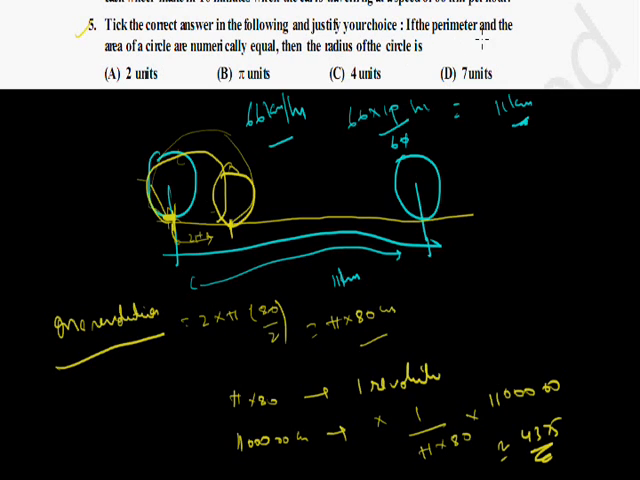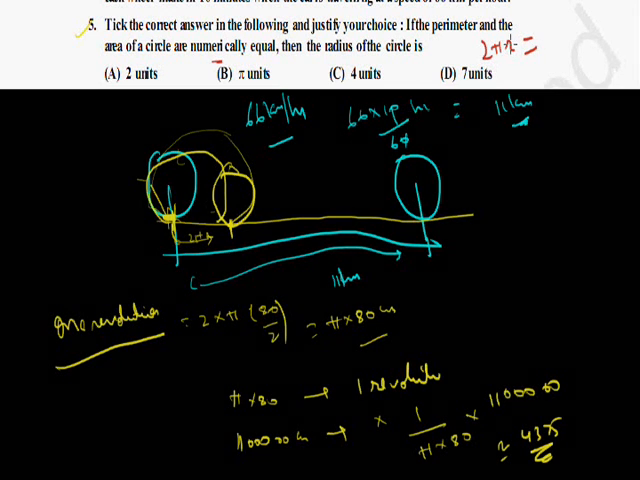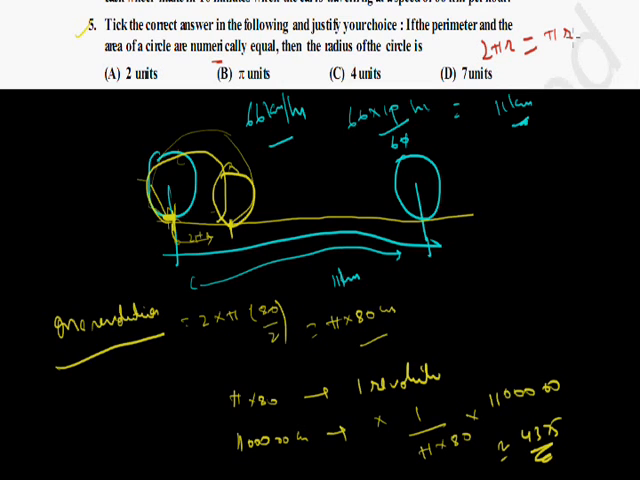It says the perimeter. The perimeter here is 2 pi r, which is numerically equal to the area. The word numerically is very important here because you cannot equate two quantities of different dimensions. The perimeter is in centimeter or meter, and the area is in meter square or centimeter square. As numerical equality, I can say 2 pi r equals pi r square, right? When I cancel pi with pi, and one r with one r, I am left with r equal to 2. The answer is simple, r is 2 units.